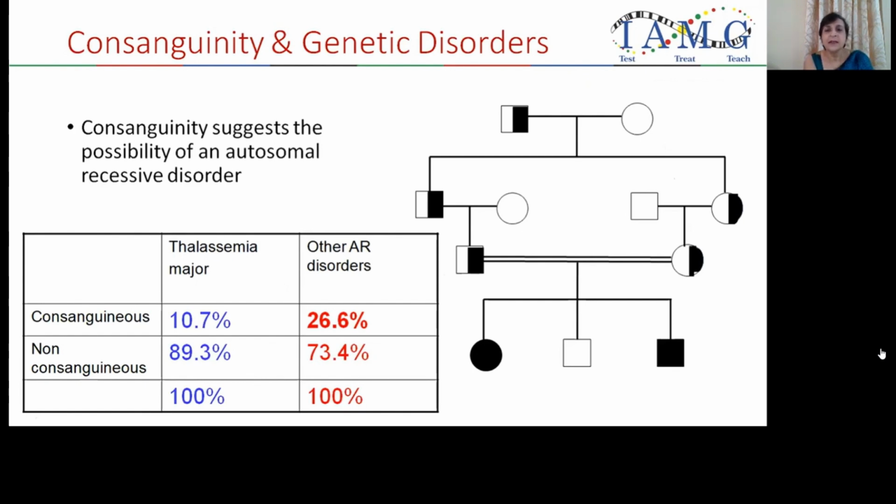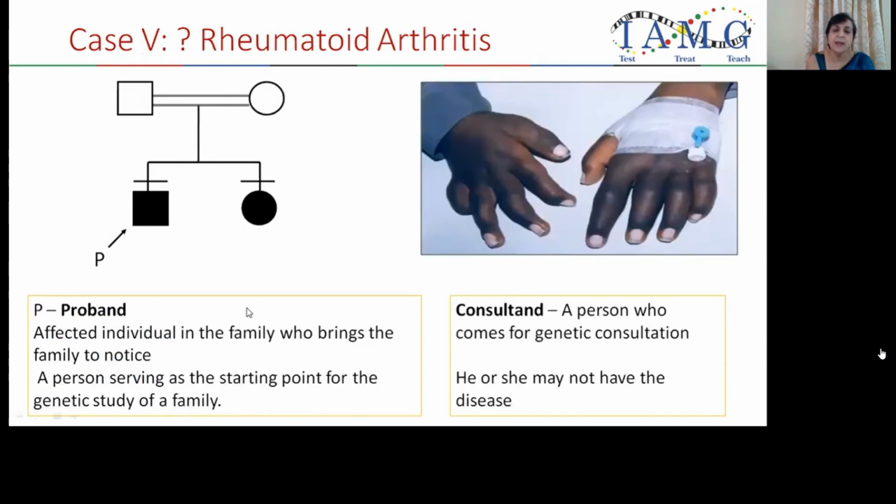Consanguinity is quite common in India in different parts of the country, and we see that if a child has a serious or a rare type of autosomal recessive genetic disorder, then the possibility that the parents are consanguineous increases. As you can see, it's 26.6%, as against parents of thalassemia major, which is a very common genetic disorder. So the presence of consanguinity gives a clue that the disorder may be autosomal recessive.